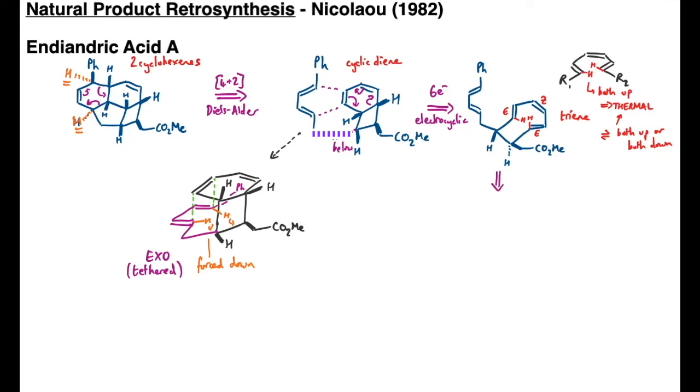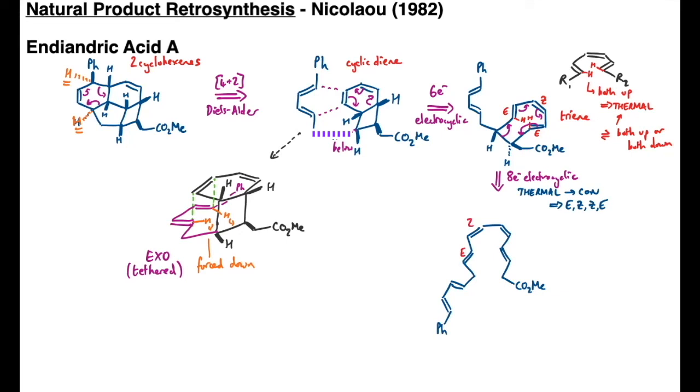Moving on, we can use another electrocyclic reaction like this. This would be an 8-electron electrocyclic this time. So you need to keep a track of the numbers using Woodward-Hoffmann rules. As an exercise to yourself, you can show that if you do this under thermal conditions, we will get a conrotatory mode of reaction, which will leave us with the EZZE geometry of product, which looks something like this.